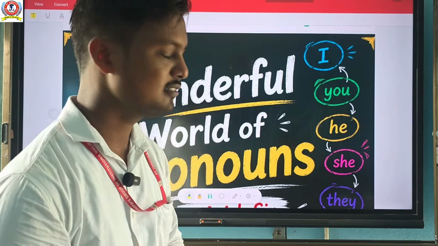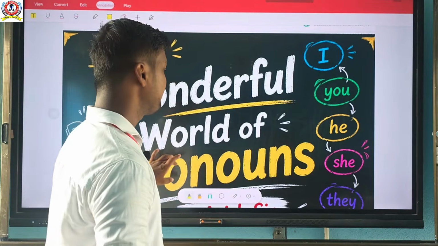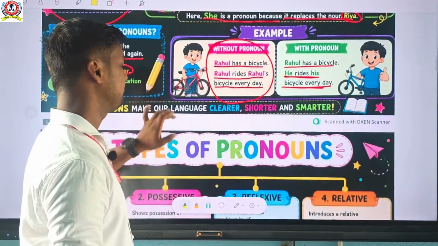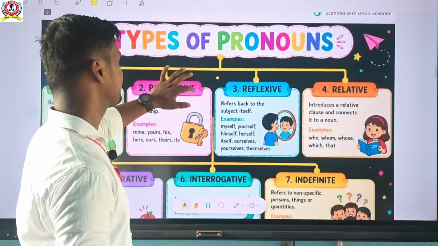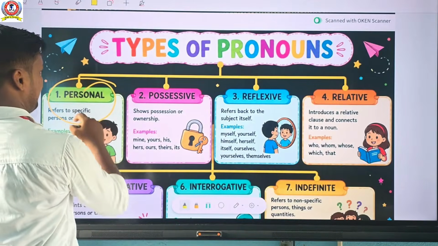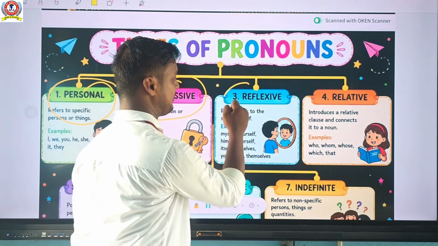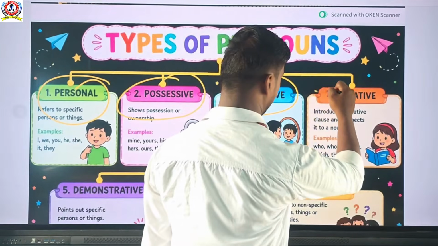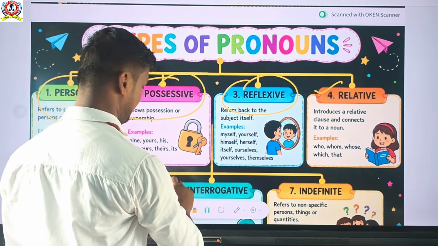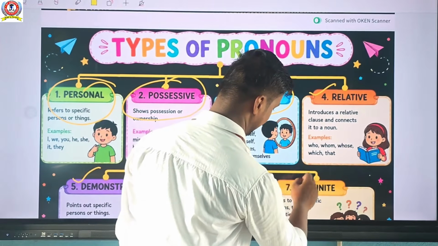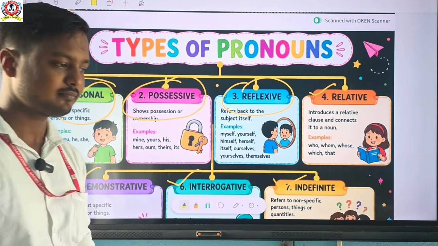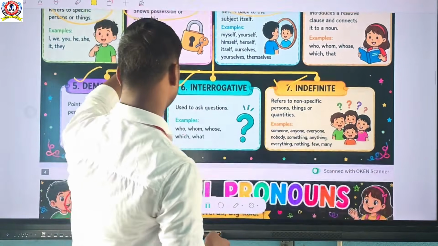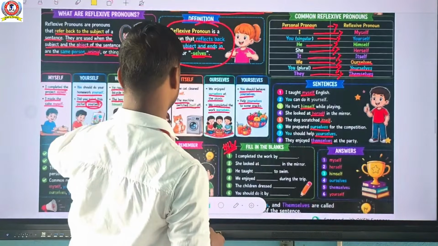In our previous class, we discussed pronouns and types of pronouns: personal pronoun, possessive pronoun, and reflexive pronoun. But in this class, we will discuss relative pronoun, demonstrative pronoun, interrogative pronoun, and indefinite pronoun. Okay, students? So, one by one, we'll discuss. First, just wait.